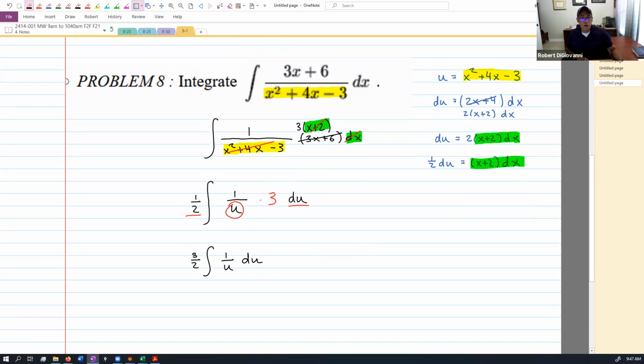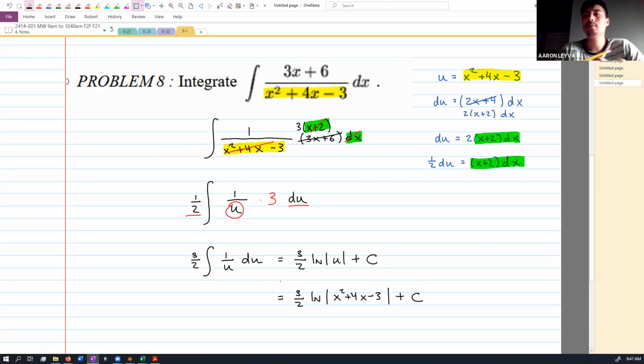And hopefully we all recognize the antiderivative of 1/u is natural log, absolute value of u, plus c. And then the last step would be to replace the u with what our substitution was, which was x squared plus 4x minus 3, plus c. There you go.